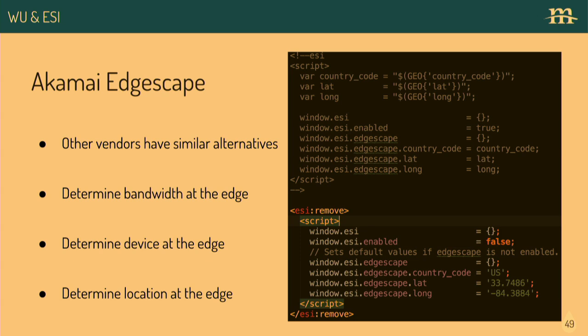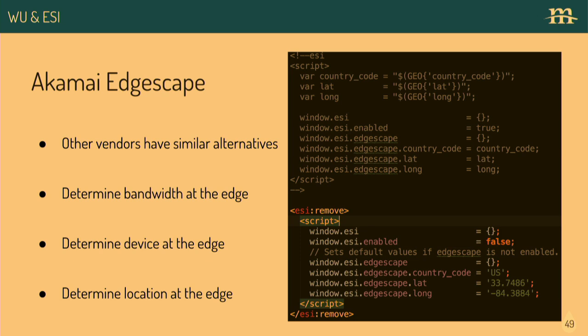Now, something that's really exciting is the Akamai Edgescape implementation that we use, where Edgescape is an Akamai service, but other vendors have similar things, I've been told. I don't know that much about them. But basically, Edgescape allows you at the edge to detect bandwidth, device, or location of your users. And using ESI, then, you can do all kinds of cool things with that.